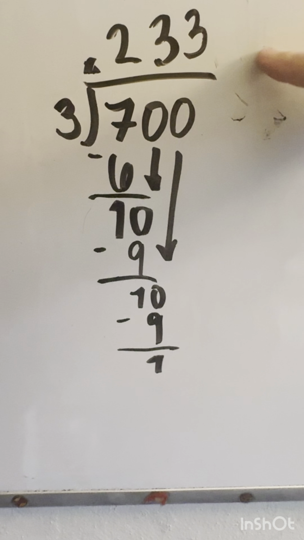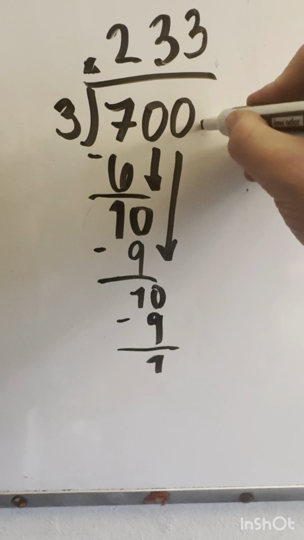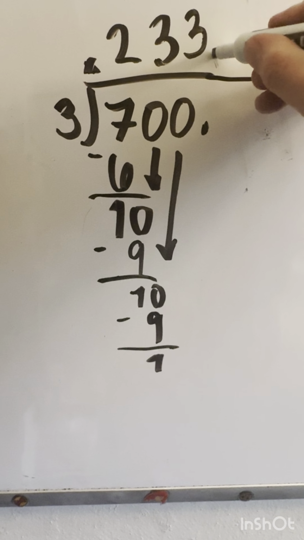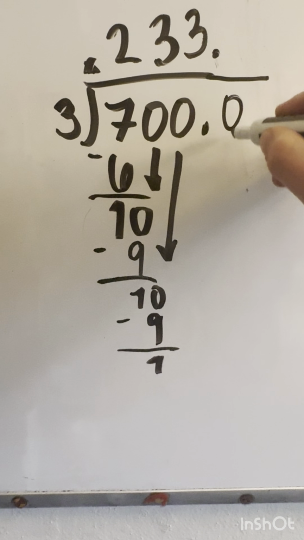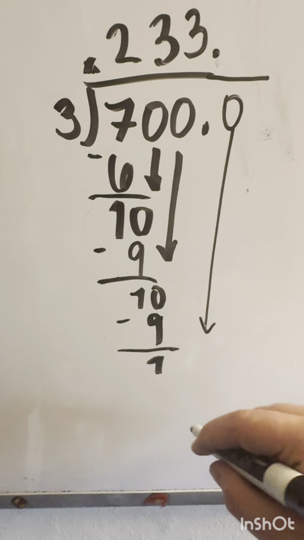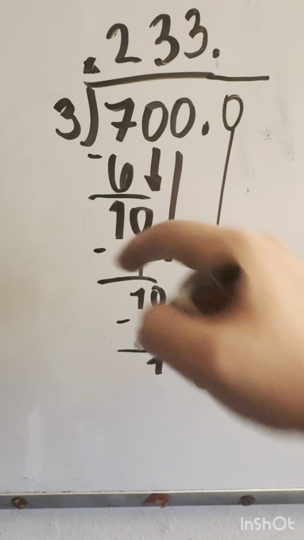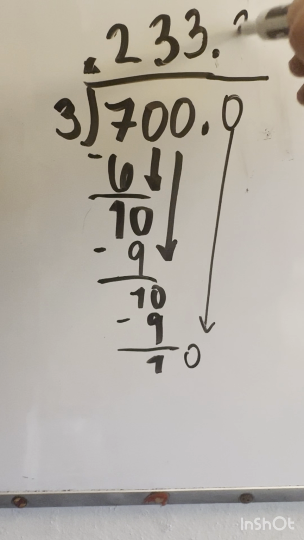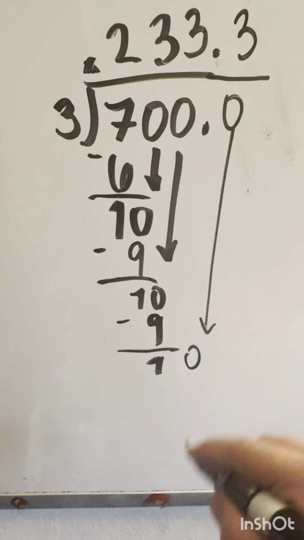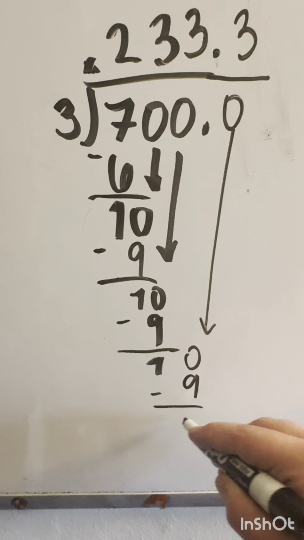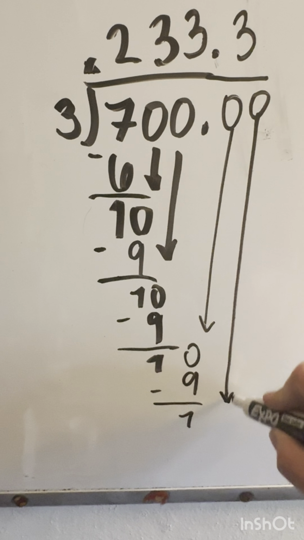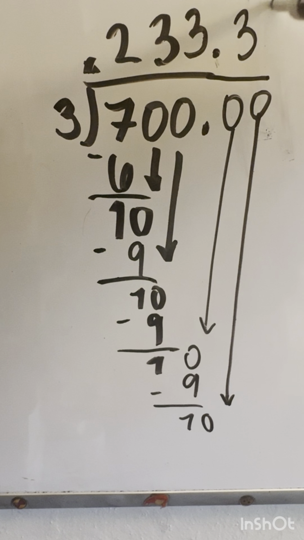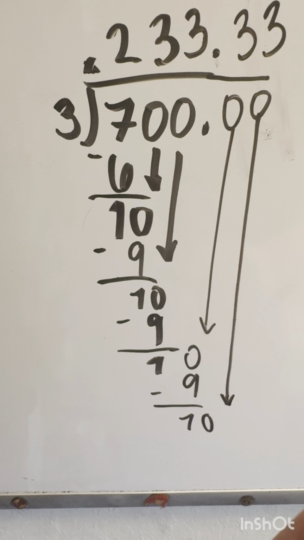Or we could say, let's put a decimal point here, extend this out a little bit, decimal point on top and the bottom, and let's put a 0. Okay, well, we have now another 10. So 3 goes into 10 3 times. 3 times 3 is 9. 1. Well, it happened again. Let's just bring down another 0. Oh, well, shoot. This is just going to keep happening, isn't it?